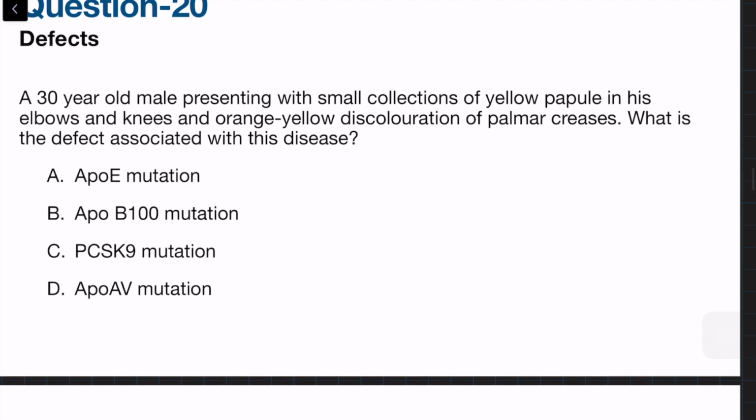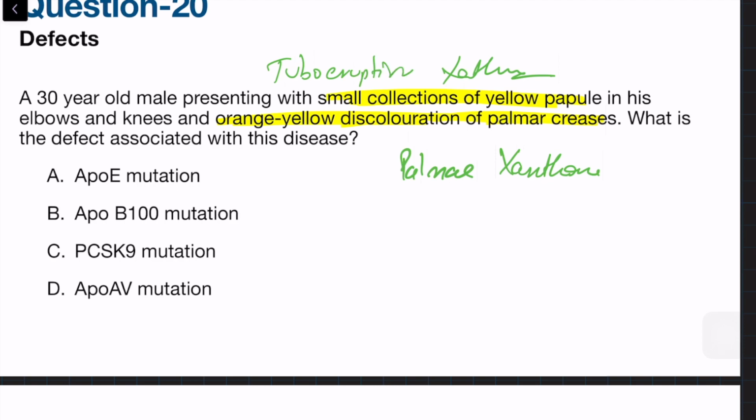Okay, a 30-year-old male presenting with small collections of yellow papules in elbows and knees and orange-yellow discoloration of palmar creases. All right. So, what is the defect associated with this disease? So, we can see that this is called palmar xanthoma. These are xanthomas. This is also a xanthoma. So, this I think is a tuberoeruptive xanthoma. Okay. So, the disorder here is familial beta lipoproteinemia.